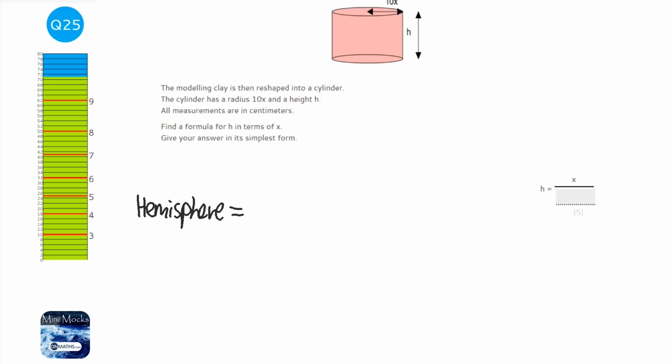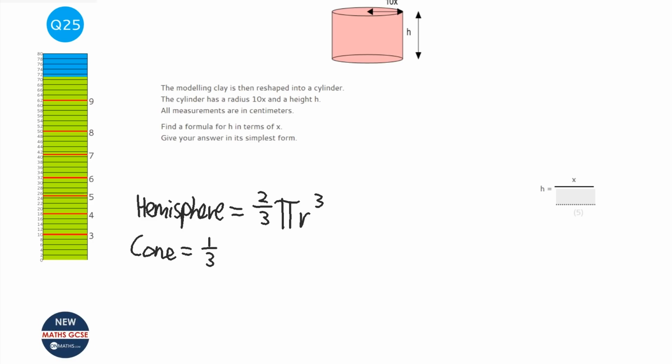So a hemisphere is the volume of a sphere and then halved. So instead of 4/3, I can just say 2/3, which is half of 4/3, pi r cubed. The cone that we've got is going to be 1/3 pi r squared h. And then the cylinder we have is the area of the circle times the height.